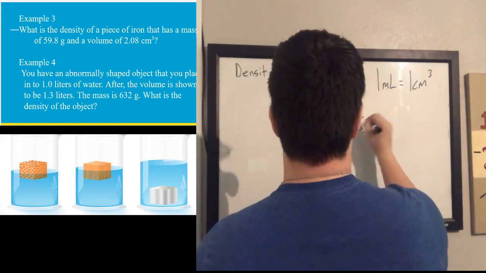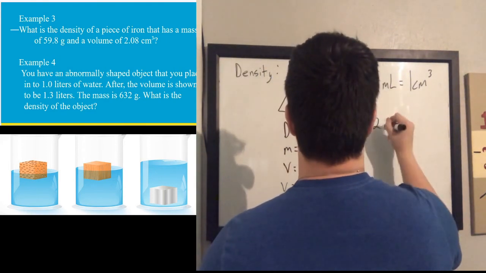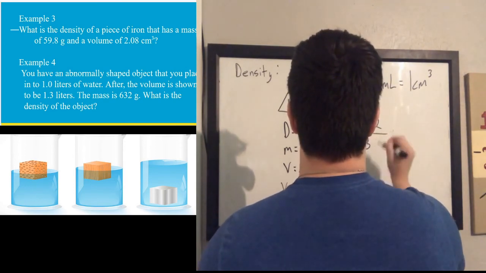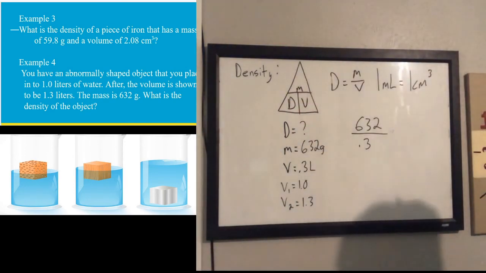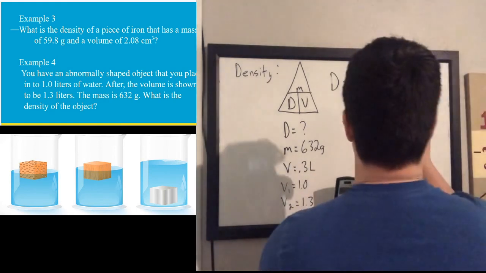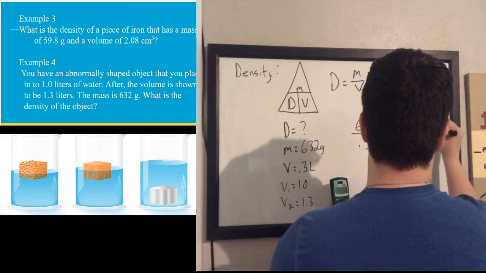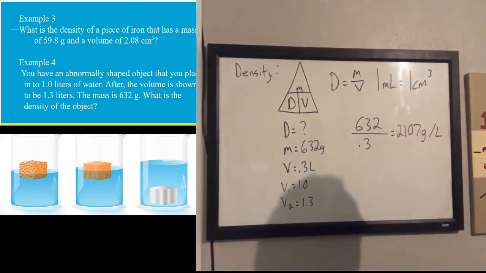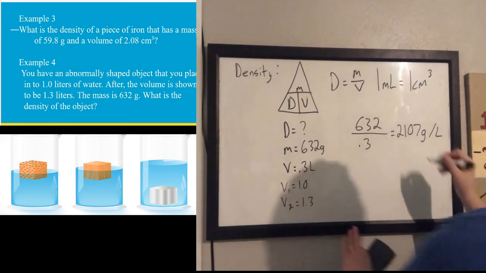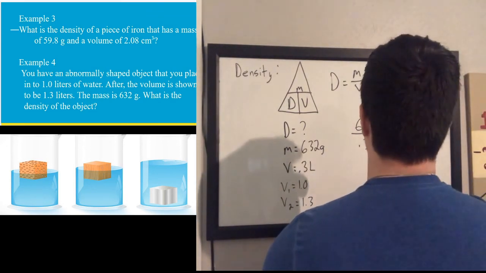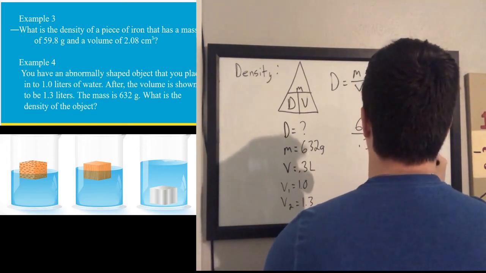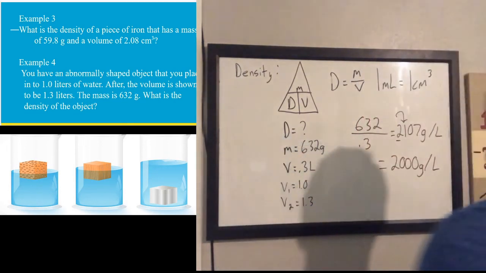What is the density? So we're going to solve for density, which the equation's already set up for us. 632 divided by 0.3. And pay attention to your units here. The number's going to get really big because our volume is in liters right now. So we got 2107. Like so. 2107 grams per liter. However, that's not correct sig figs. If we're going to round this number to 1 sig fig, this is where it's going to feel really weird. Our answer is actually 2,000 grams per liter.